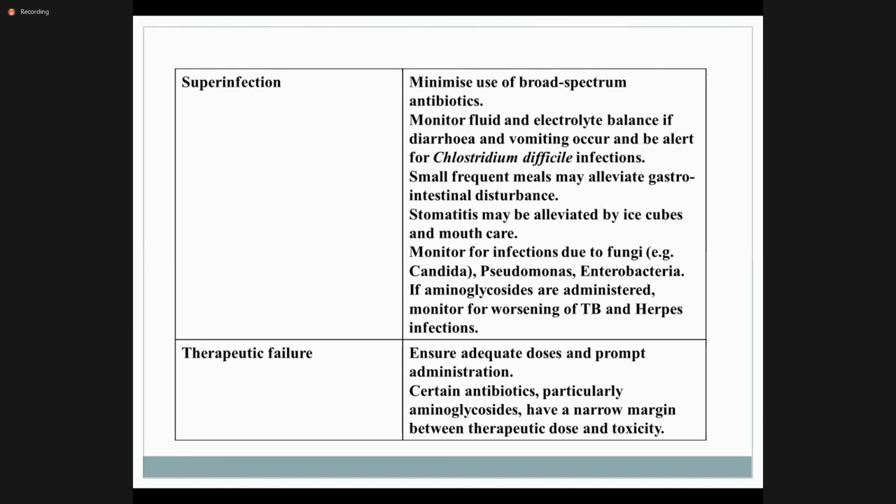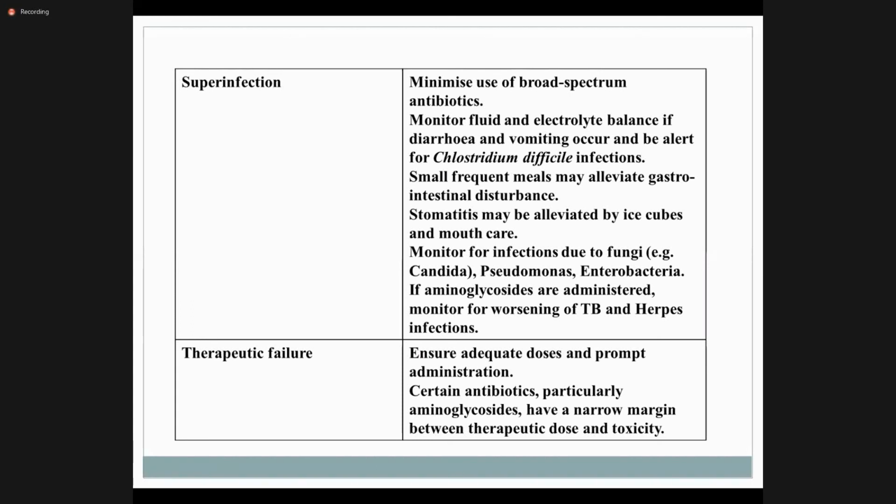Therapeutic failure, so this is one of the problems. We are giving an antibiotic, but the patient is not responding. So we must ensure that we are using the appropriate dose. Ensure adequate doses and prompt administration, right? Certain antibiotics, particularly aminoglycosides, have a narrow margin between therapeutic dose and toxicity, because the therapeutic index is the ratio between the effective dose and the lethal dose. This is important. So the margin is narrow.